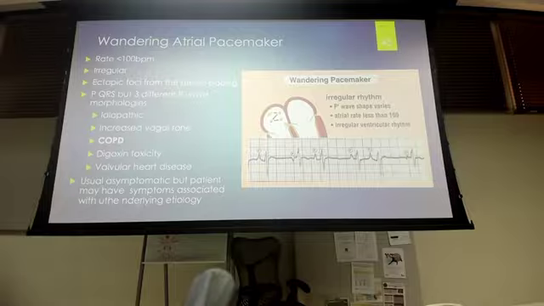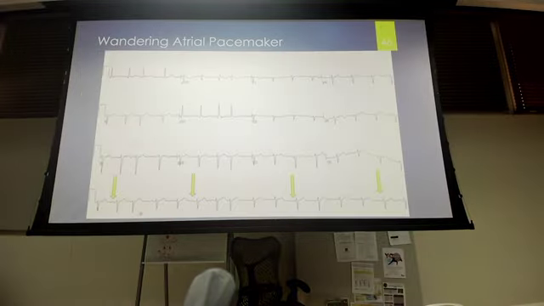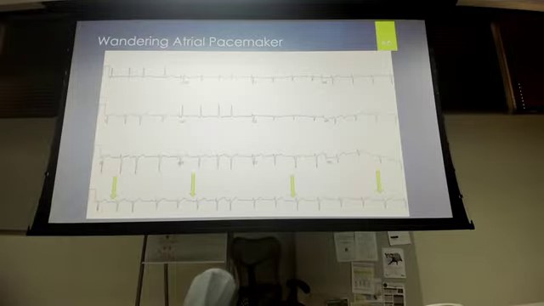Oftentimes, they don't know that they have these 3 different morphologies. They're not having symptoms associated with the EKG changes. They're having symptoms associated with the underlying etiology of the EKG changes. The treatment for this is to fix the underlying etiology. This is wandering atrial pacemaker. Our heart rate here, if we count all these out, is about 96. But we can see we've got different morphology P waves. This was a pretty normal appearing P wave, kind of a flat appearing P wave here, flat here. This is inverted here. Okay, so 3 or more different morphology P waves, especially in the setting of pulmonary disease.